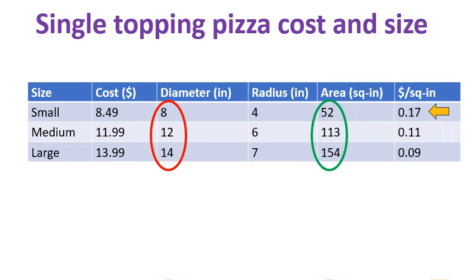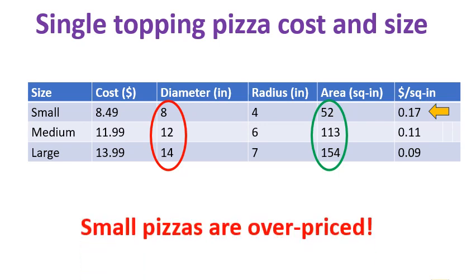So for a small pizza, we'd be spending about 17 cents per square inch, whereas for a medium or a large, it's closer to about 10 cents per square inch. So small pizzas are clearly overpriced. And this is a real world application of the calculation of the area of a circle.